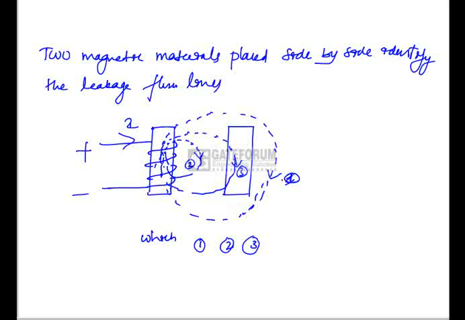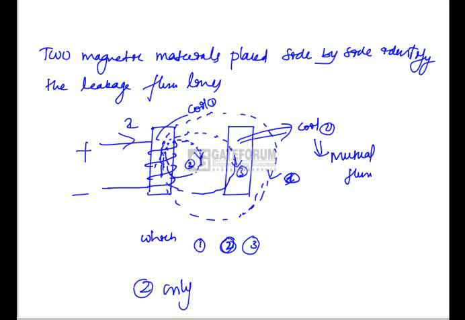Now if you see 1 and 3 here, these are linked with coil 2. Let us take this as coil 2 and this one as coil 1. These flux lines 1 and 3 link to coil 2, so this is called mutual flux. Mutual flux is responsible for work done in magnetic circuits. Flux 2 links the winding with itself, that is coil 1 itself, so this is called leakage flux. So the answer is 2 only, that is option C.